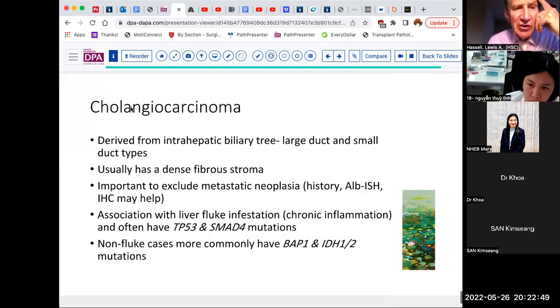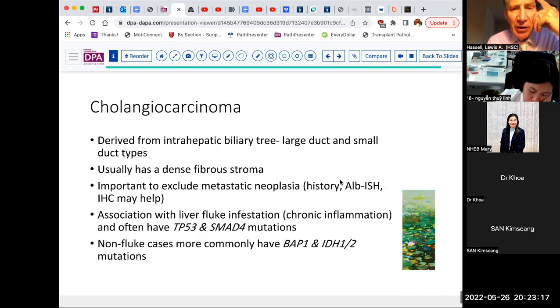One of the challenges, though, with cholangiocarcinoma is that it can look very similar to metastatic carcinoma. And so differentiation can be very challenging, especially if you just show up with multiple nodules in the liver, because sometimes cholangiocarcinoma spreads along the biliary tree and can appear to be multifocal.